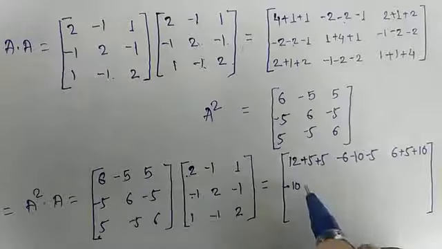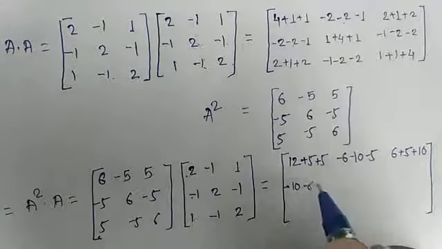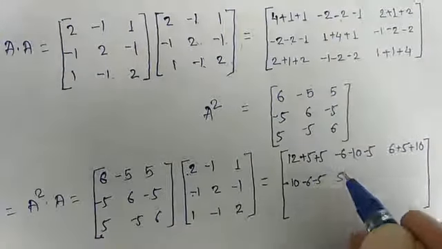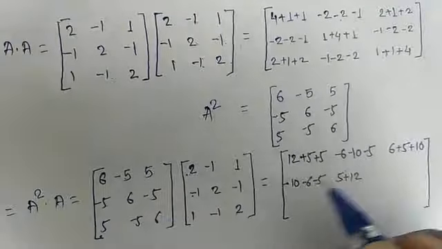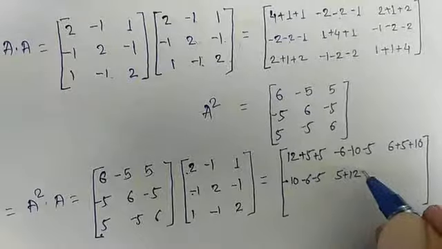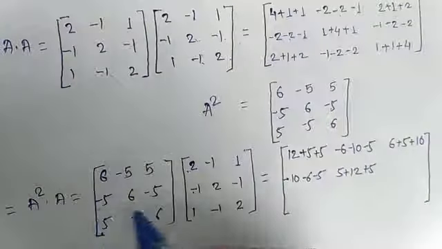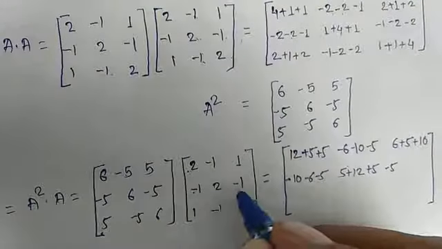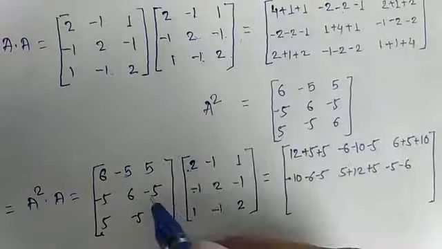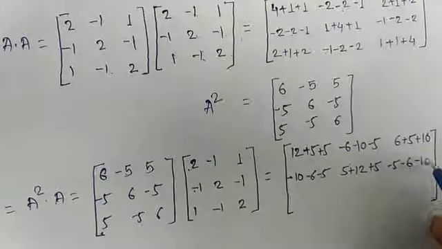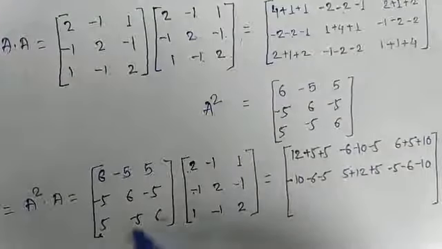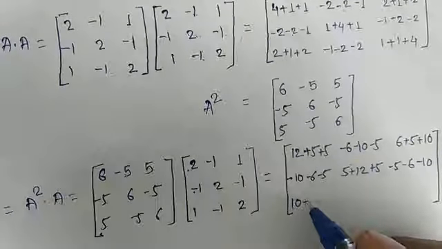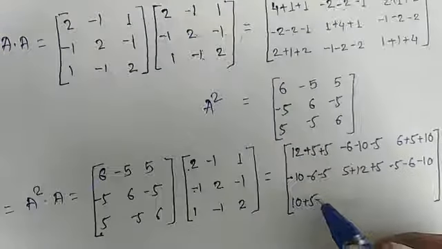6 into minus 1 is minus 6. Minus 5 into 1 is minus 5. Here is second: minus 5 into minus 1 is 5, 6 into 2 is 12, and minus 5 into minus 1 is plus 5. Now for second row, third column: minus 5 into 1, minus 5; 6 into minus 1, minus 6; and minus 5 into 2, minus 10. Now last: 5 into 2, 10; minus 5 into minus 1 is plus 5; 6 into 1 is 6.